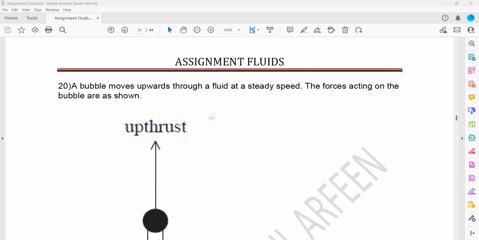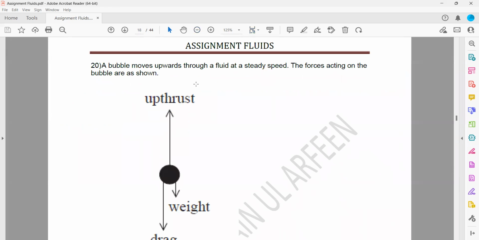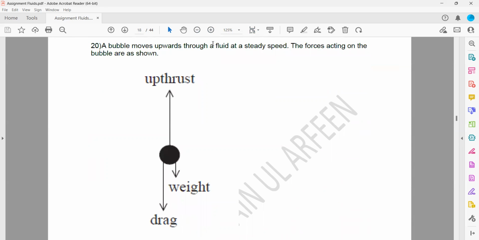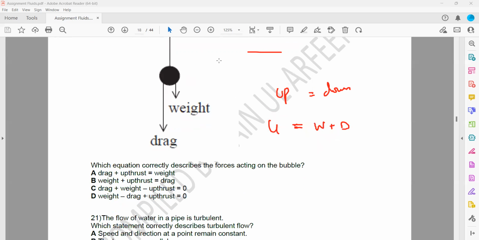In question 20, this is a multiple choice question. The bubble moves upward through a fluid at a steady speed. Steady speed means moving at a constant speed. So whenever an object is moving at a constant speed, there is no resultant force, or we can also say that the upward force equals the downward force. So the upthrust, which is acting up, equals the downward force, which is the weight plus the drag. So the equation is upthrust equals weight plus drag.